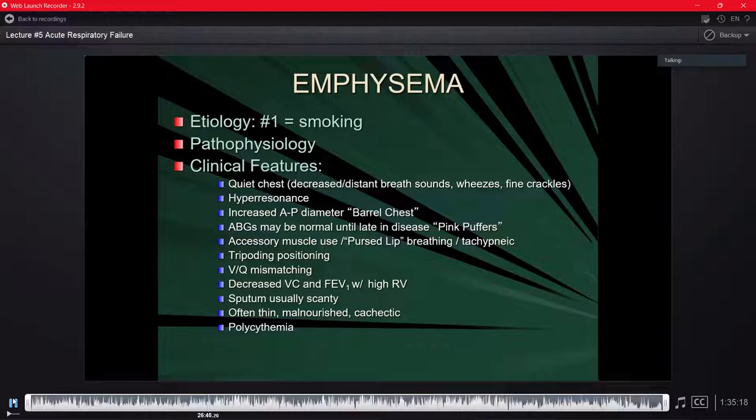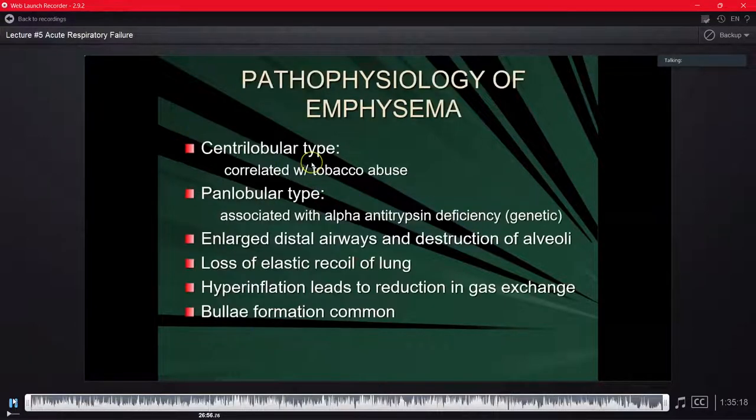This condition also has compensatory polycythemia. You may just want to hold on to that piece of information, keep that in your head. Both chronic bronchitis and emphysema have compensatory polycythemia. Asthma does not. We have two kinds. We have centrilobular, and that's tobacco use. We have panlobular, associated with alpha-1 antitrypsin deficiency.